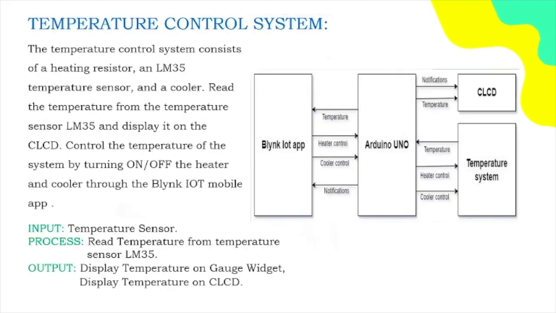After that, the second one is temperature control system. The temperature control system consists of a heating resistance, an LM35 temperature sensor and a cooler. The input is temperature sensor LM35, and then the output is display temperature on CLCD. So in the temperature control system, we read the temperature from the temperature sensor, that is the LM35, and display it on the CLCD. We control the temperature of the system by turning the heater and cooler on and off through the Blynk IoT mobile app. So the input is temperature sensor. The process is to read temperature from the gauge widget and display temperature on CLCD.